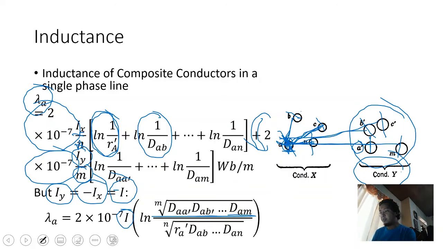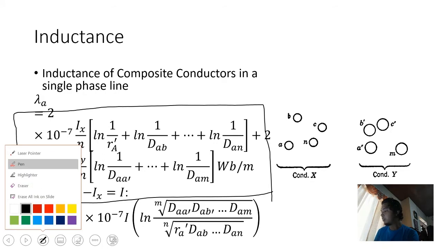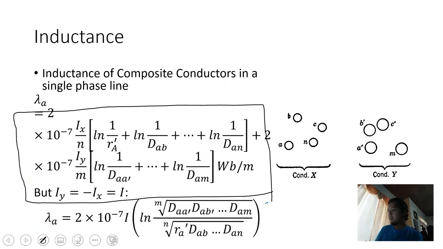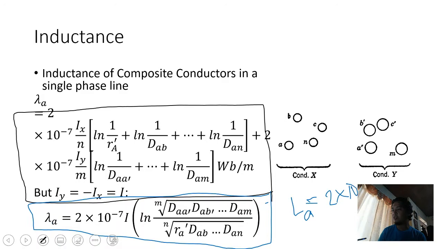Where, ang maganda, the beauty of this equation is this large equation here can be simplified into this smaller equation. So mas maliit na siya ngayon. And then I think you get the idea that LA is just 2 times 10 to the negative 7.